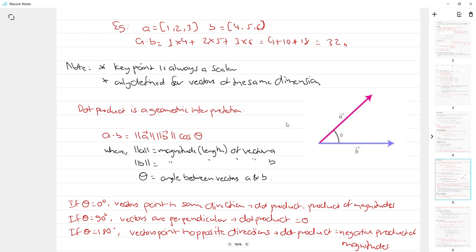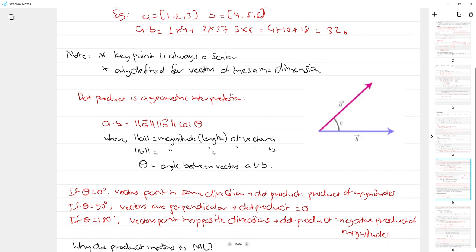But geometrically, this is where things actually get very interesting. The dot product also equals the magnitude of A multiplied by the magnitude of B times cos theta, where this symbol represents the magnitude of vector A, this symbol here represents the magnitude of vector B, and theta represents the angle between these two vectors.